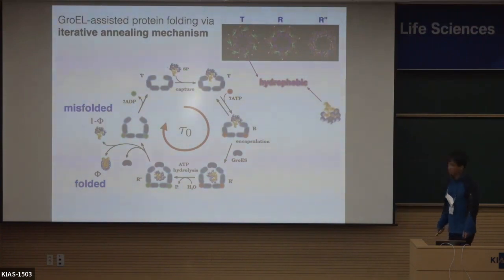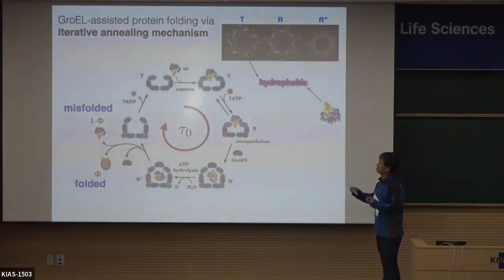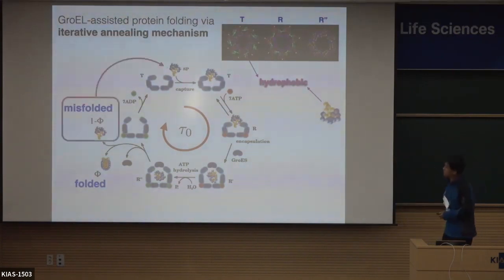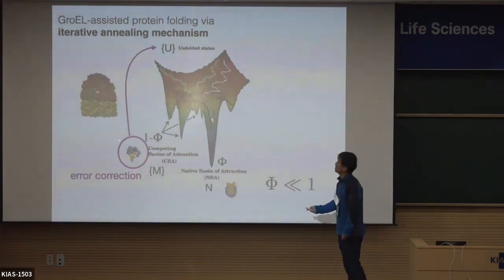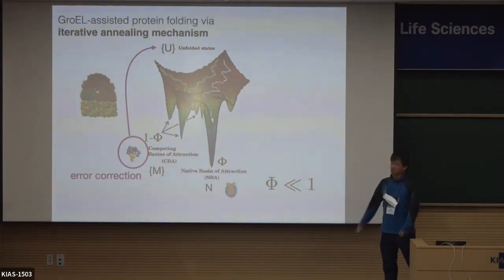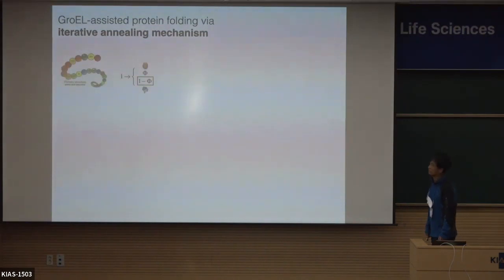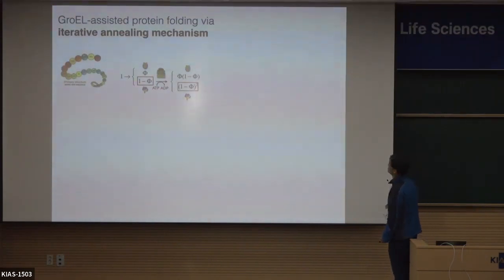So what happens when this cycle is repeated is that a lot of misfolded protein is unfolded into the unfolded state. Okay, so what happens in terms of the landscape? This is the landscape, and the chaperone captures the misfolded protein and unfolds it, resetting the structure into the unfolded state. So in a sense, it performs some sort of error correction. When this process is iteratively repeated, it anneals the system into the native states, the native population.